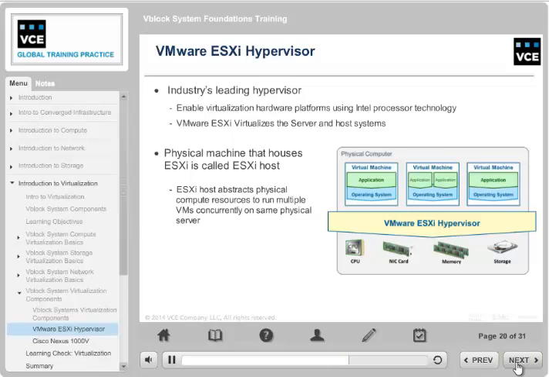The ESXi hosts provide physical resources used to create and run virtual machines. ESXi is part of the VMware vSphere virtualization platform that is part of Vblock systems. Click on the link to access more information on vSphere.